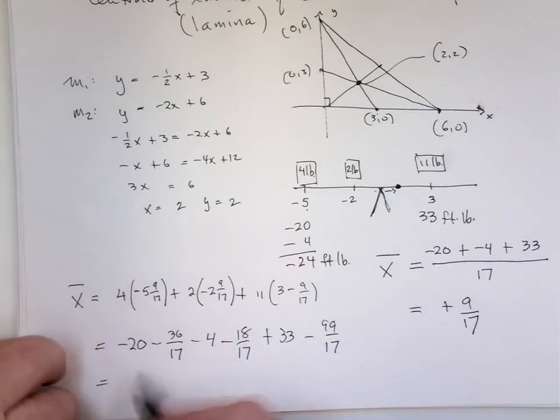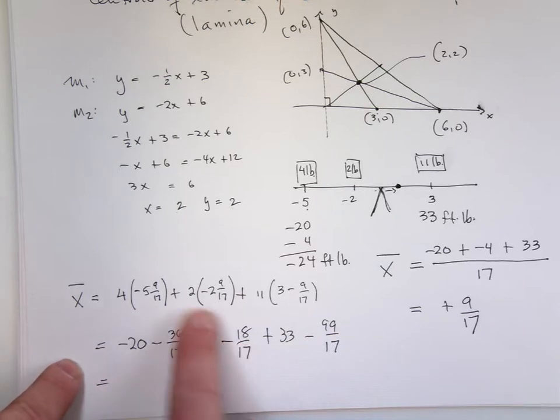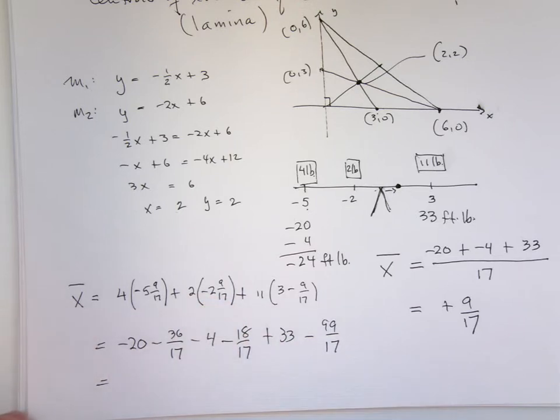Now let's do it. Should it be +18/17 right here? No, because this is really -2 minus 9/17. That's really what it is. Okay. Yeah. That one is 3 minus 9/17ths, not like the others where I put it as a mixed number.